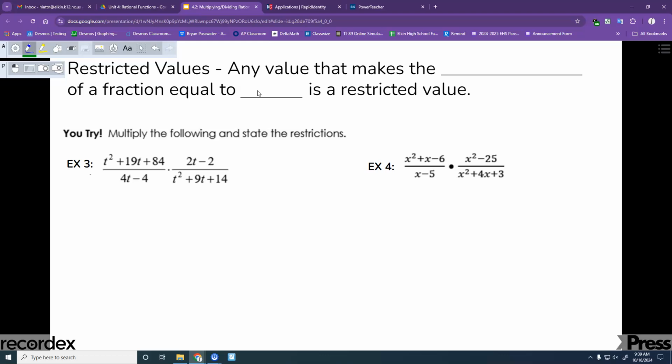Let's fill in these words, but we've really already been doing this. A restricted, I've actually used the word excluded there because that's what our worksheet said. Is any value that makes the denominator of a fraction.